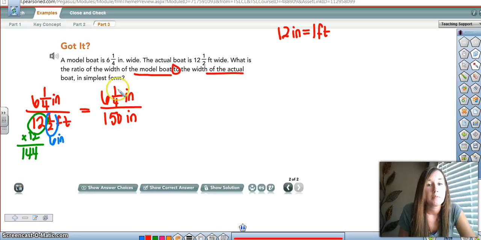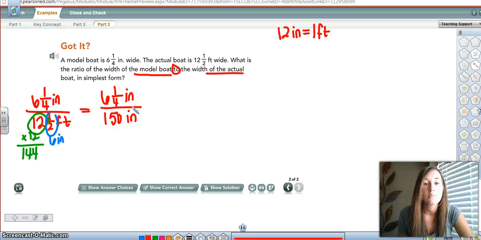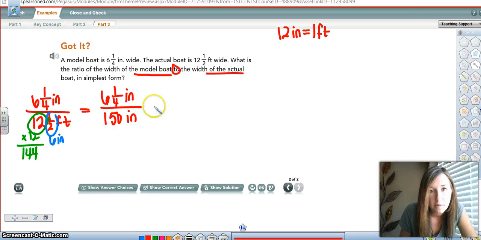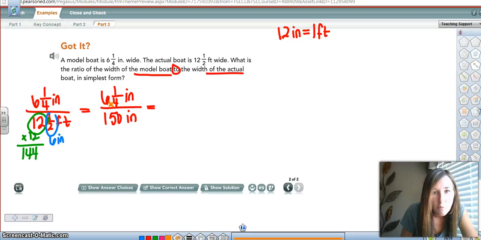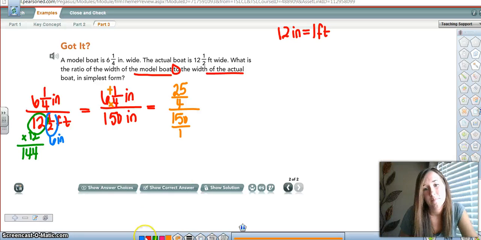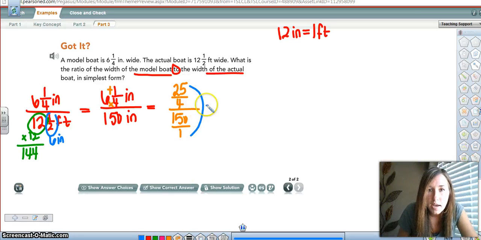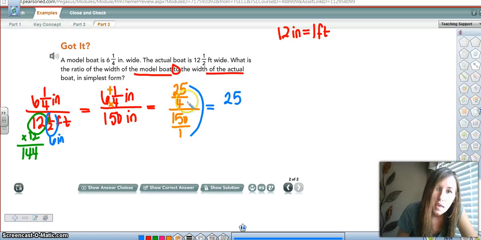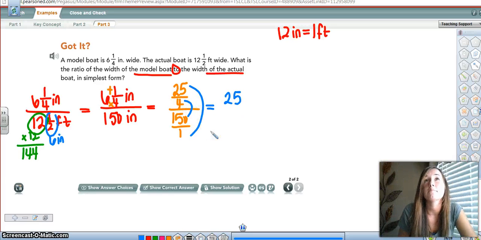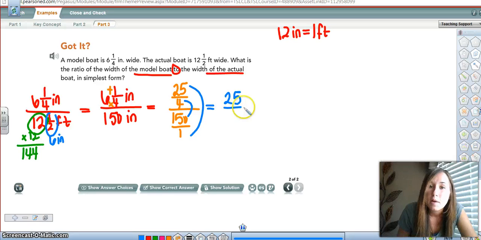Now next we will want to get rid of this fraction. Remember that there's a variety of ways to do that, but I'm just sticking to this way of using this double rainbow idea. So for my 6 1/4, I do need that to be improper to do my trick. 6 times 4 is 24, plus 1 is 25/4. I need to give my 150 a denominator, so I can just use 1. All right, 25 times 1 is 25, and 150 times 4 would be what? 600.